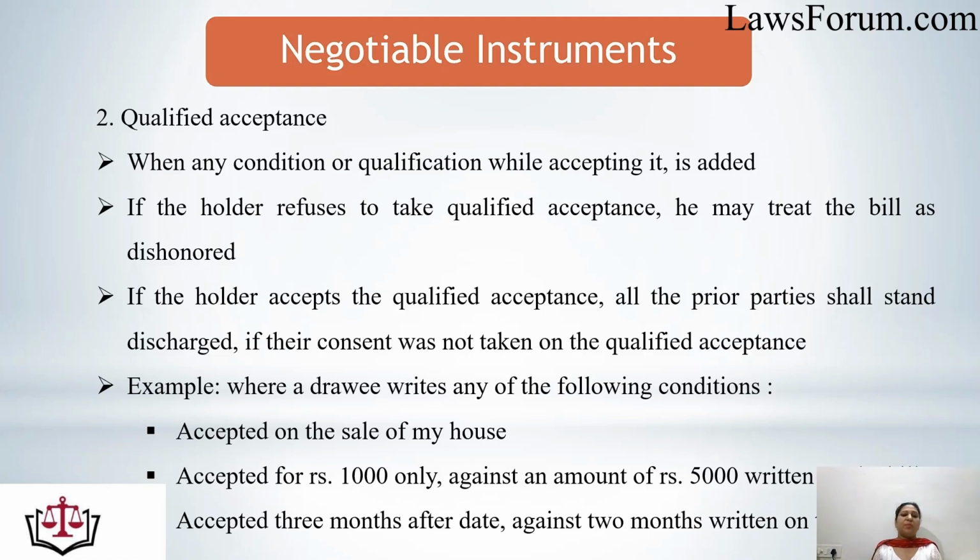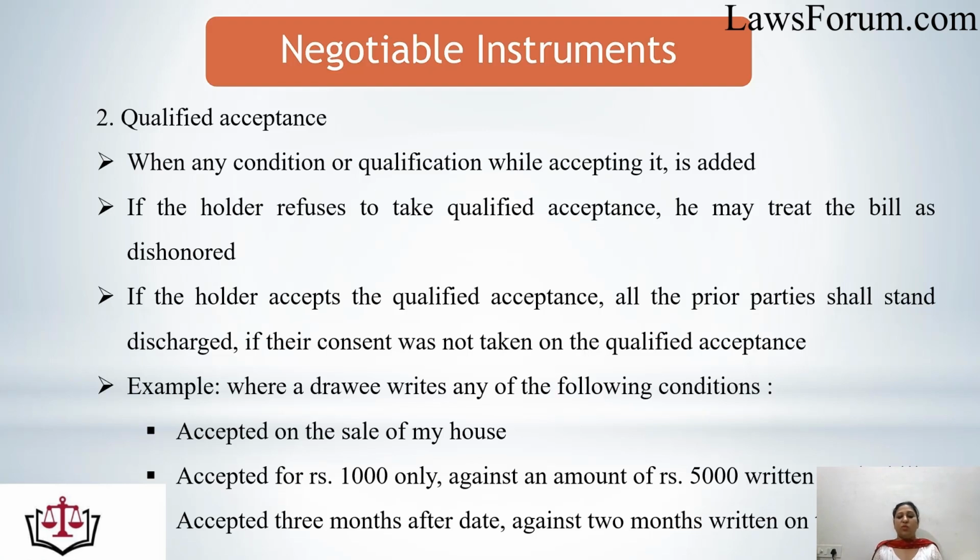Let's see the examples. Where a drawee writes any of the following conditions, it is a qualified acceptance. Accepted on sale of my house. That means the bill of exchange is accepted here, but the condition attached is on the sale of my house. When the house would be sold, only then the bill would be accepted.